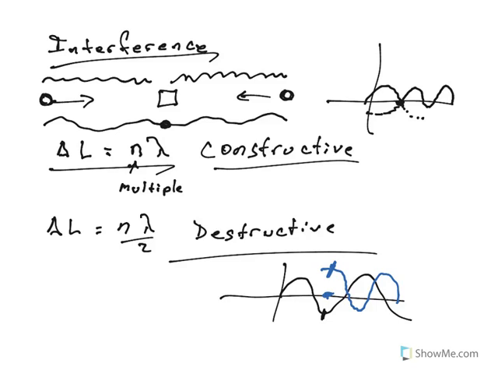So if the path length difference is a multiple of the wavelength, they add together. If they're a half multiple of the wavelength, then they destructively interfere and they cancel each other out.